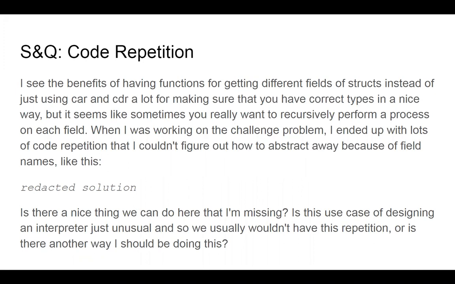I see the benefits of having functions for getting different fields of structs instead of just using car and cdr a lot. Making sure that you have the correct types is nice, but it seems like sometimes you really want to recursively perform a process on each field. When I was working on the challenge problem, I ended up with lots of code repetition. I couldn't figure out how to abstract it away because of the field names. Is there a nice thing we can do here that I'm missing?